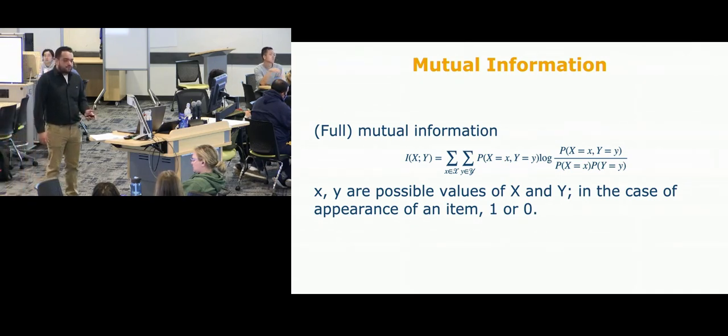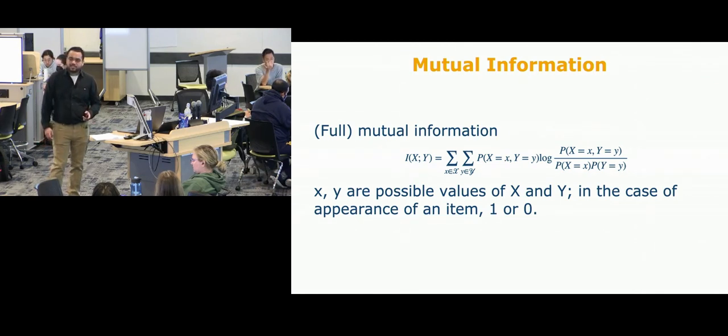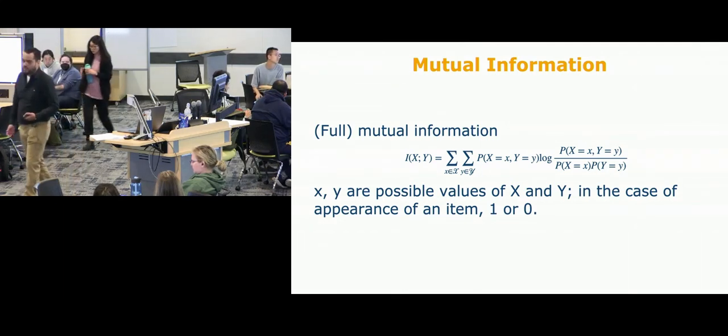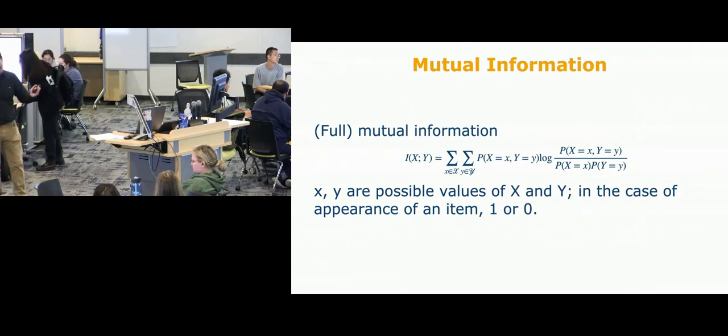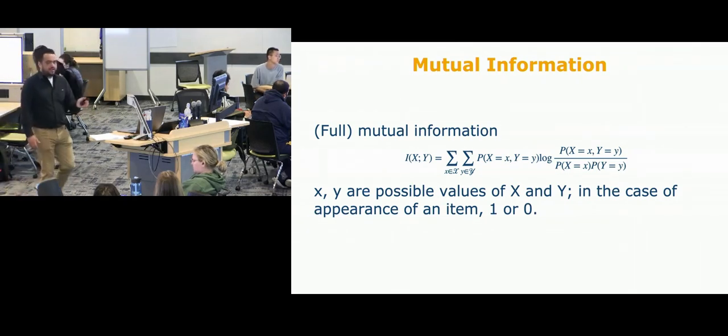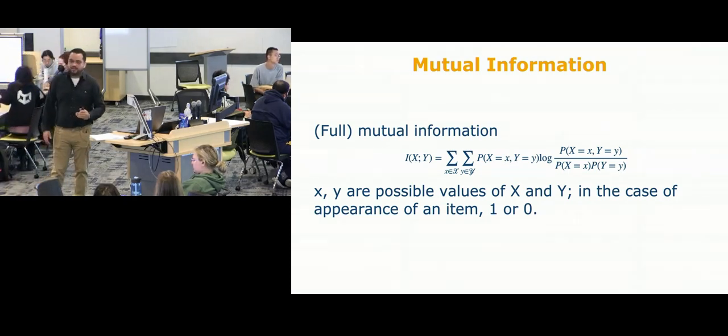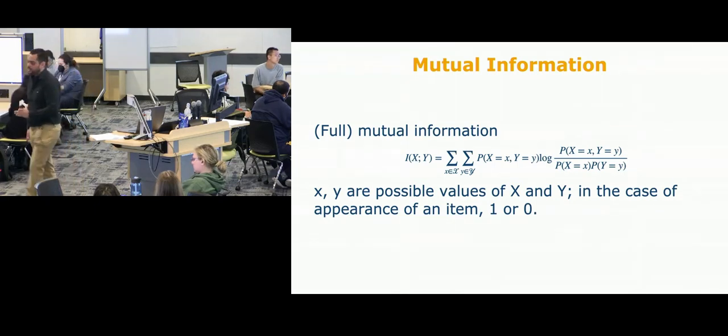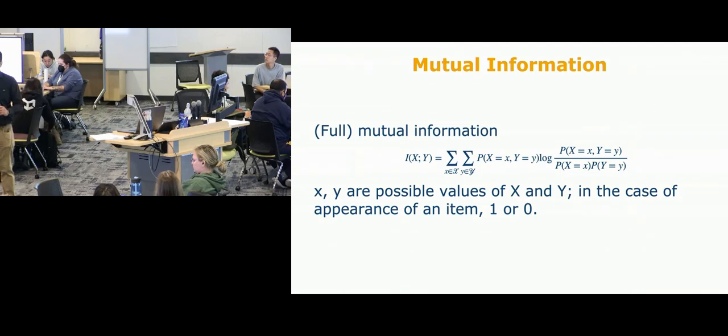So the formula for mutual information is p log p of xy divided by the marginal probabilities p of x and p of y, right? So that's exactly what we are doing here.